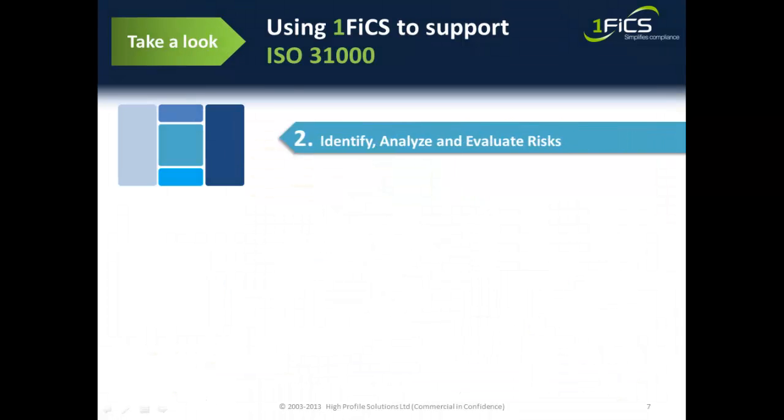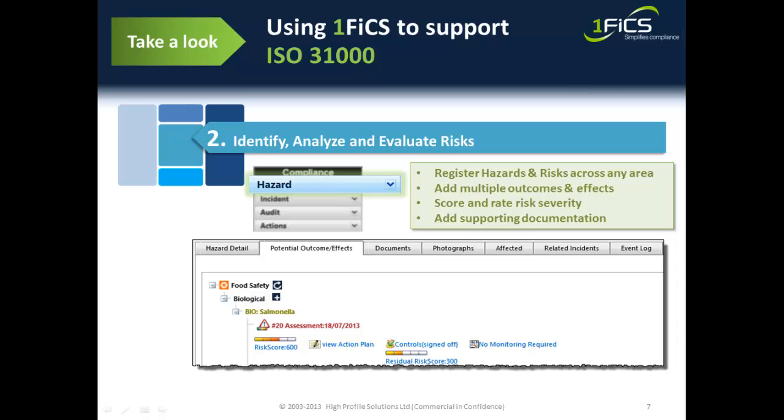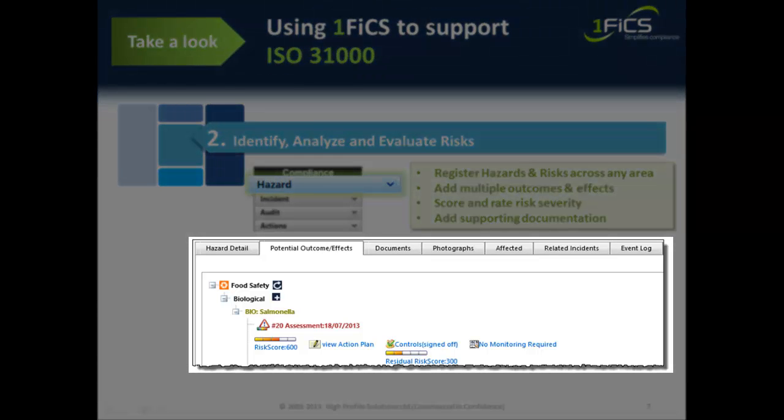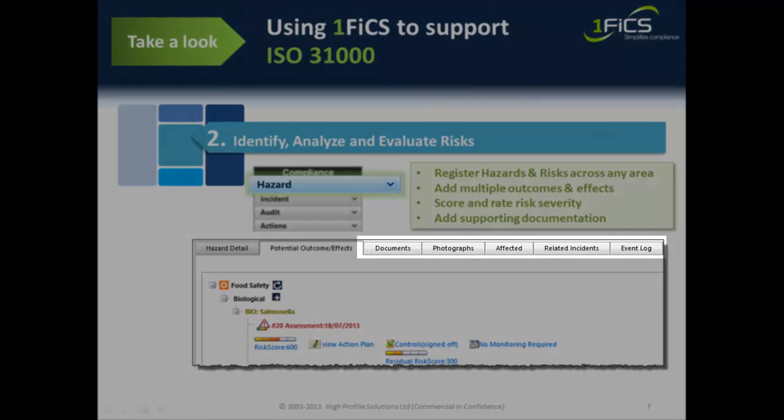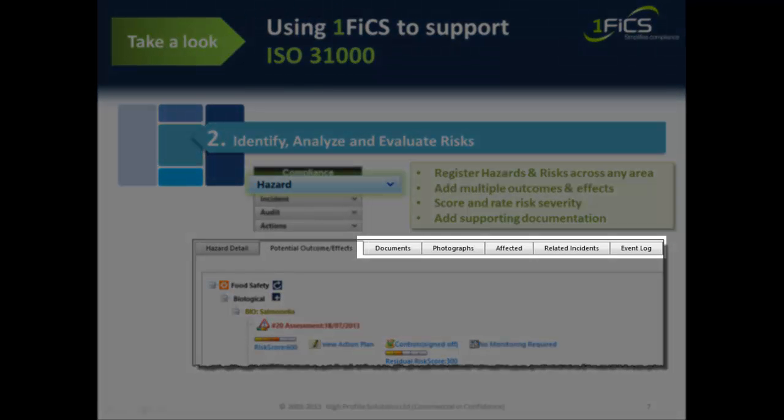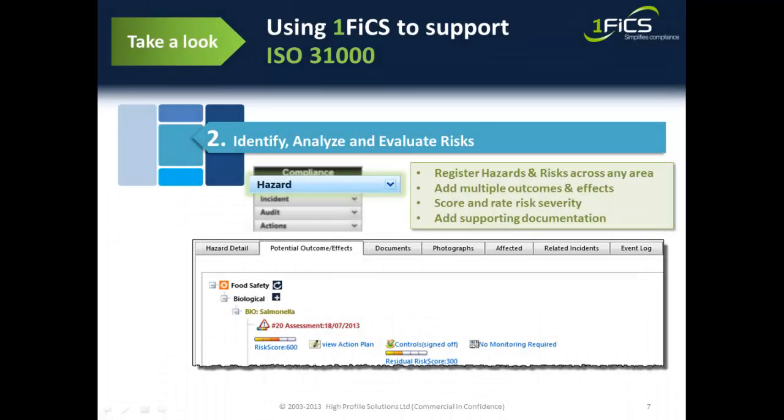Next is the identification, analysis and evaluation of risks, and this can be done in the hazard module, where you can register all of your hazards and risks, add multiple outcomes and effects for each, score and rate the risk severity, and add supporting documentation wherever applicable. In addition, a complete event log records all of the management steps taken.